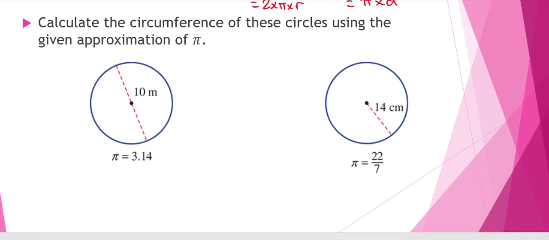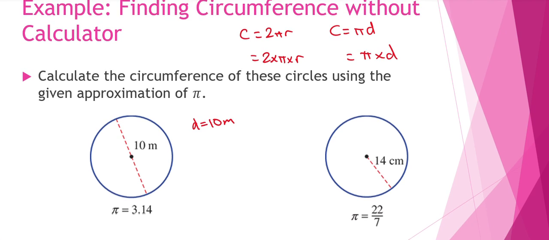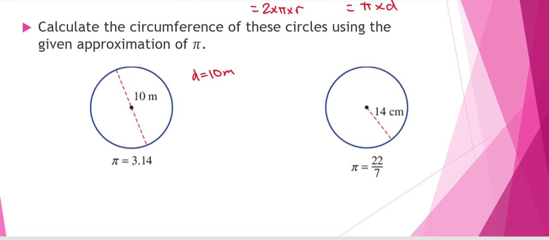Now, going to our first example here, I have 10 meters, and it looks like it's cutting from one end of the circle to the other. Hence, I know this is the diameter instead. So the circumference formula I'm going to use is C is equal to pi d.